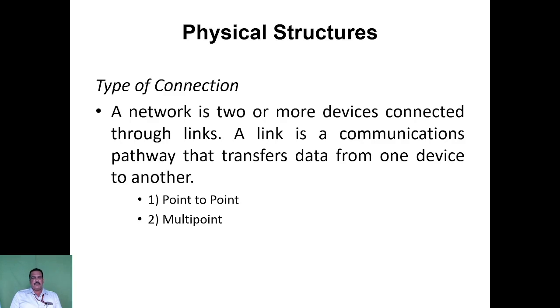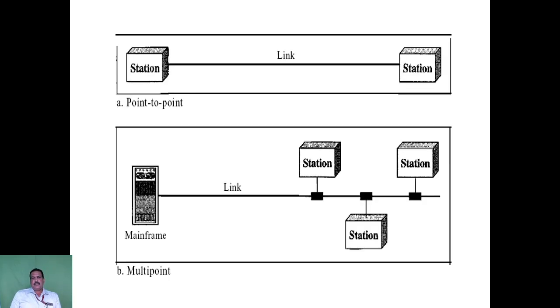Then the physical structure. Based on the physical structure, the types of connection are classified into two categories. First one, point-to-point connection. Then second one is multi-point connection. Some nodes are connected through a link. Station 1 and station 2 are connected by using one link, that is called point-to-point, because the particular link is used only for transferring the data from station 1 to station 2. In some cases, the server connects more devices by using a single cable, that is a single link. That type of connection is called multi-point.